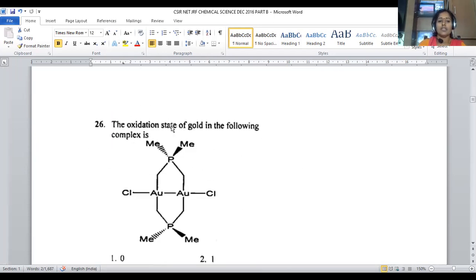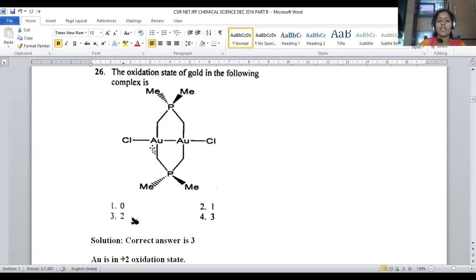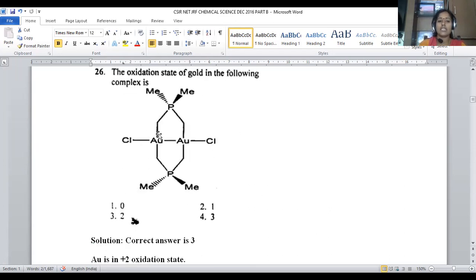And the next question: the oxidation state of gold in the following complex. Here is the inorganic question part. Au, single bond Au, Cl, Cl, and CH2PMe2CH2, CH2PMe2CH2. So this is the kind of complex where gold exists in the +2 oxidation state, and it is diamagnetic, because all the electrons participate in bond formation. So here gold exists in the +2 oxidation state. For question number 26, option number 3 is the correct answer.